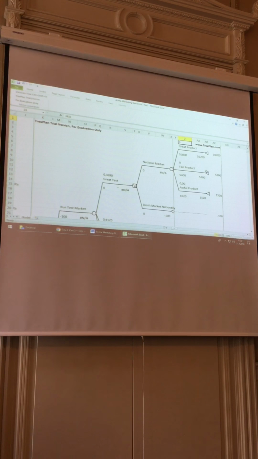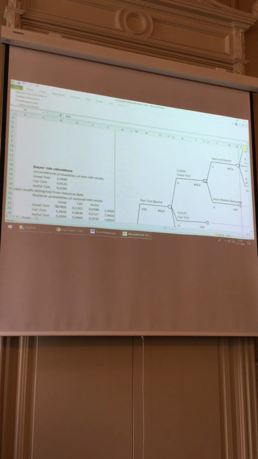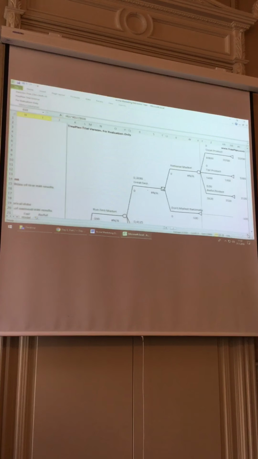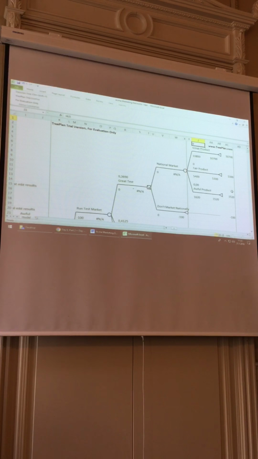So where do we get these probabilities from? We get these probabilities from right here, right? Remember, when we have a great test, our great, fair, and awful probabilities are changed. So it's going to be in row 22, G, H, and I. Row 22, G, H, and I. Let's do it. G, 22, H, 22, and I, 22.